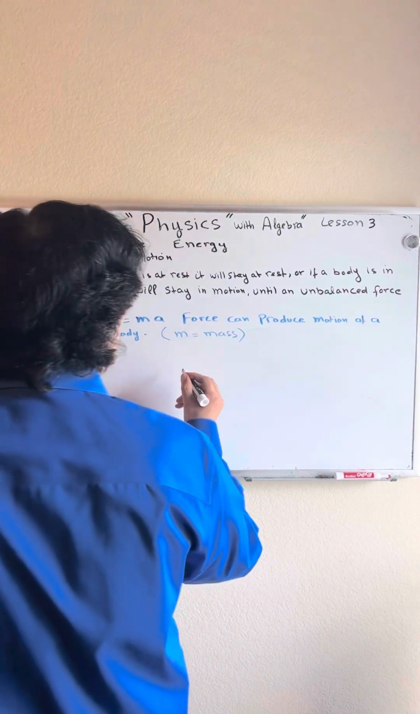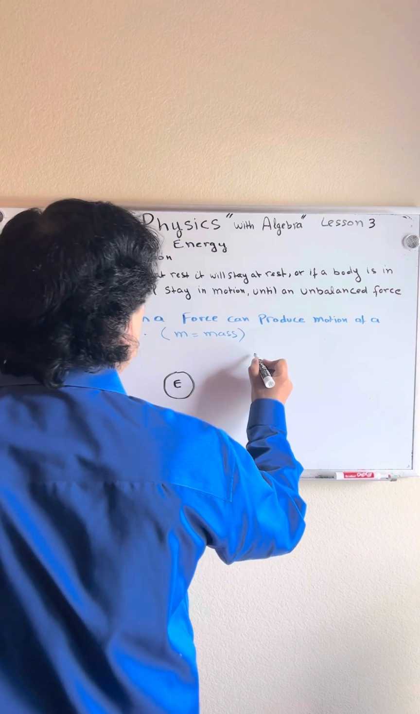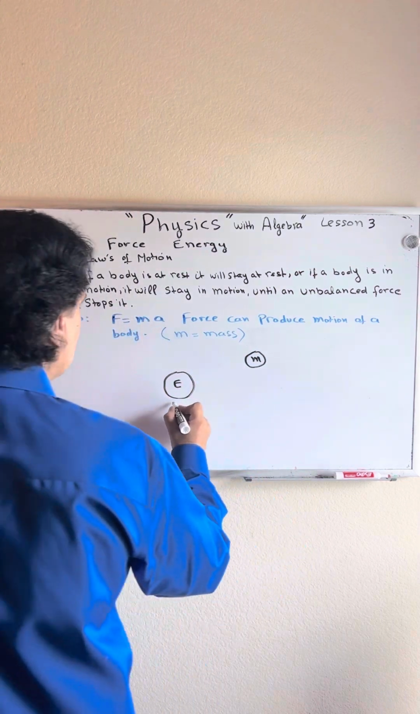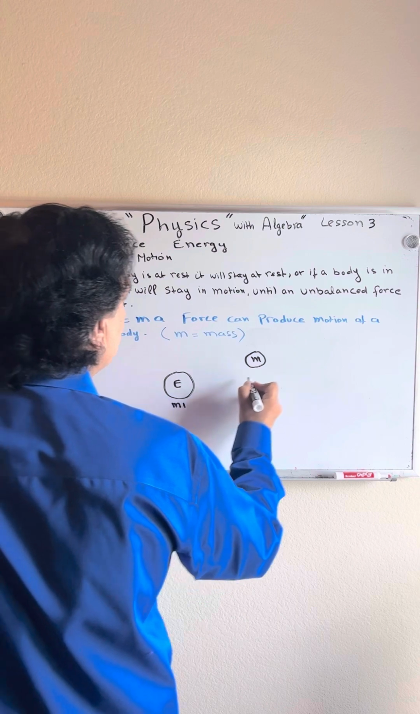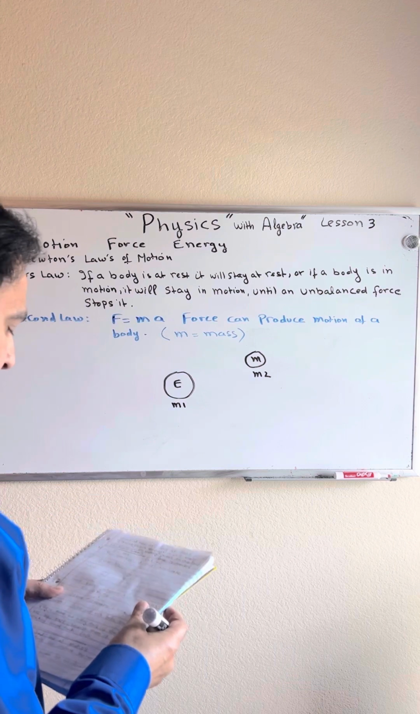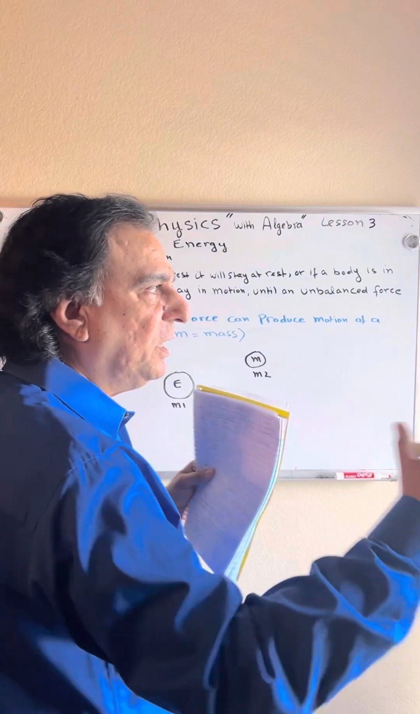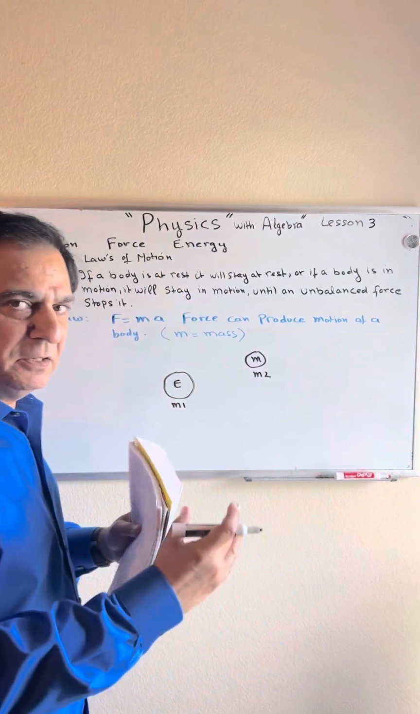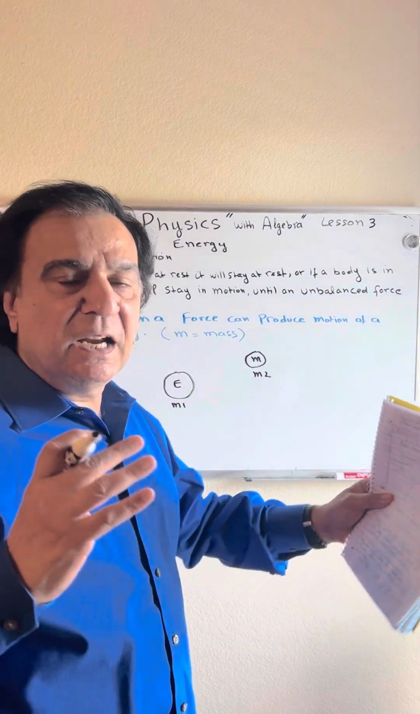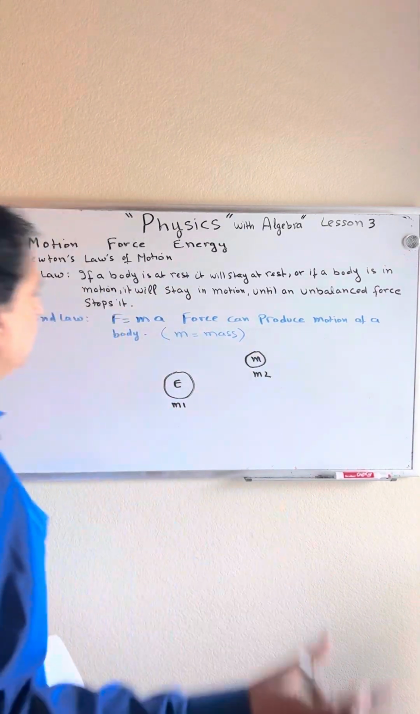So let's say this is Earth right here, okay? And then this is the moon, okay? Earth has mass m1, moon has mass m2, right? Now the question is, Earth and moon, there is a force which is attracting both of them, right? You agree with that? There is a force between moon and earth which is basically attracting each other. The question is, why doesn't the moon just hit the earth?